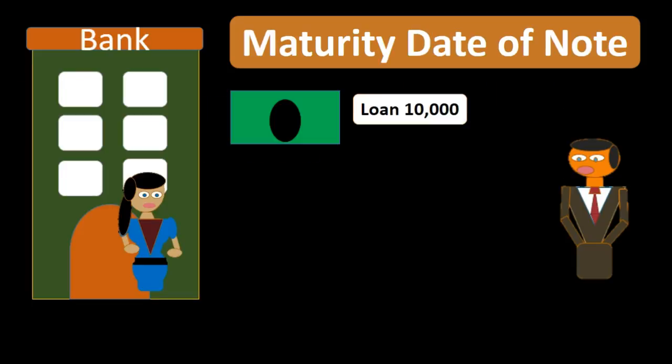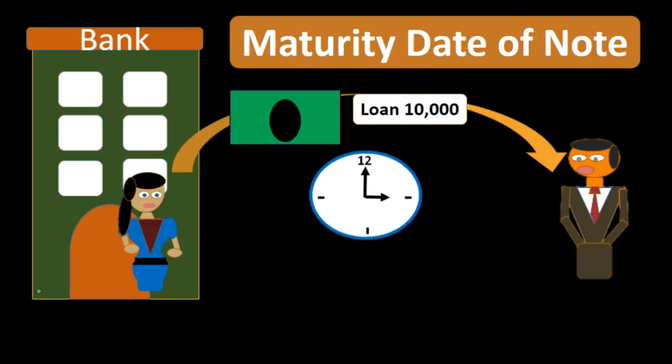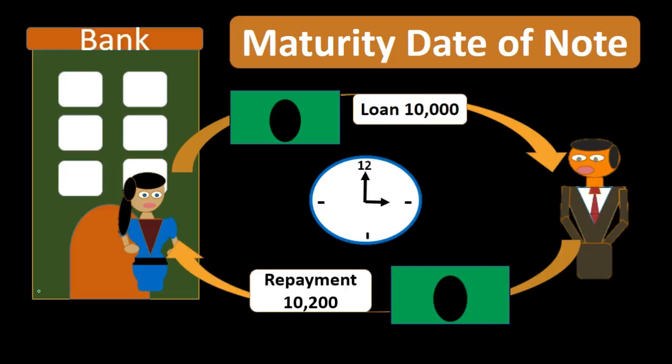Let's take a look at an example. This note being a bank note, to look at the maturity date, we're saying that we have a note or a loan in this case of $10,000, and the maturity date would be the time in which that $10,000 is due, both the principal and the interest being due in the future.